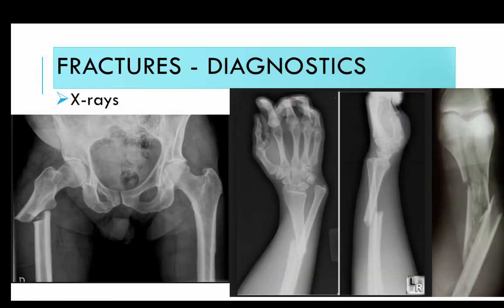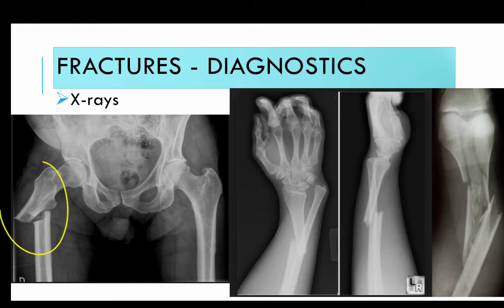Diagnostics, in general, we look at x-rays. You can see here, the first x-ray there on the left is considered a fractured hip. Even though it's right there in the femur, they'll say that's a fractured hip, and that's because it's right there below the greater trochanter. And so that's a problem.